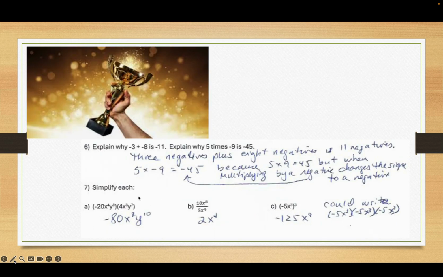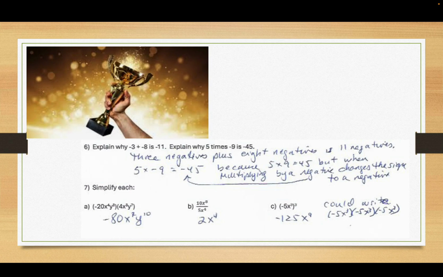And there's the solutions for number 7, A, B, and C. When you look at number 7, remember for part A, you multiply coefficients, add exponents. For B, you divide coefficients, subtract exponents. And for C, the coefficient is raised to the power, so that's -5 to the third, which is where you get your -125. And then when you raise a power to a power, you multiply.